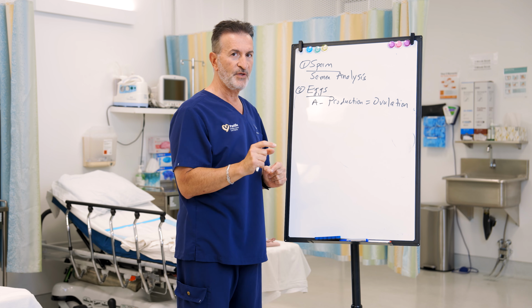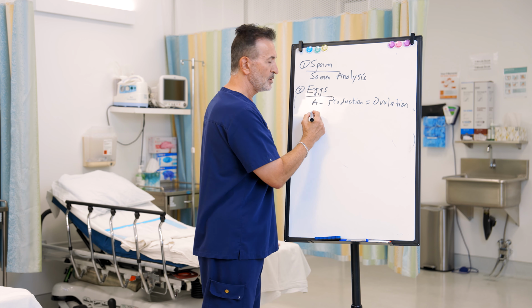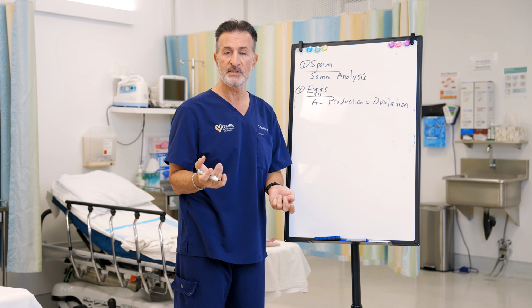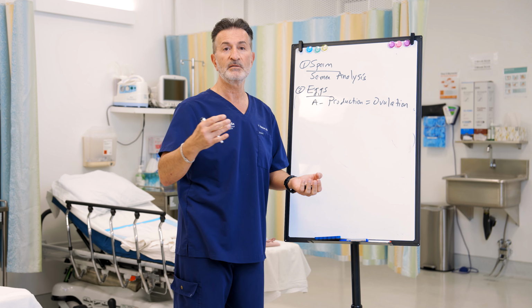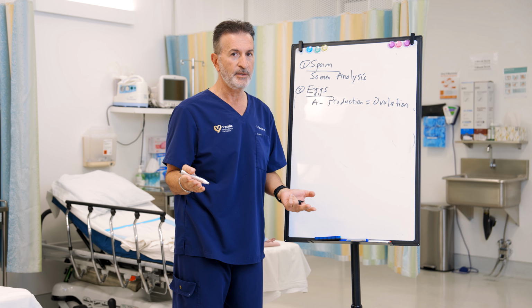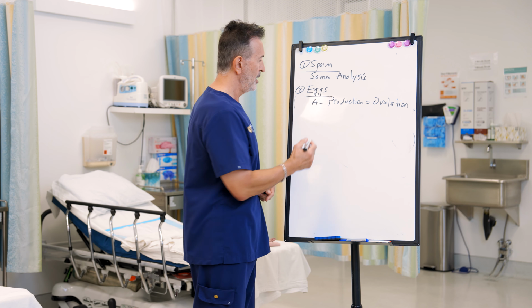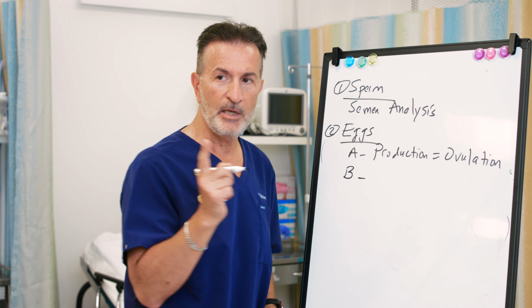That's the release of the egg, number 1. So if you have irregular periods, like women with polycystic ovarian disease, and your periods are every 60 days, 90 days, you're not ovulating. And if you don't ovulate, you're not going to get pregnant. Doesn't matter how good the sperm is. But ovulation is not enough.